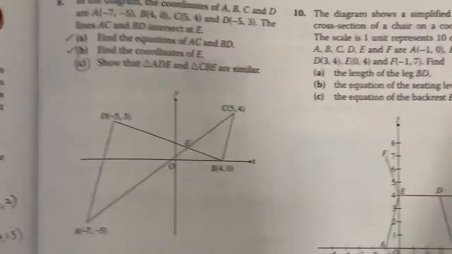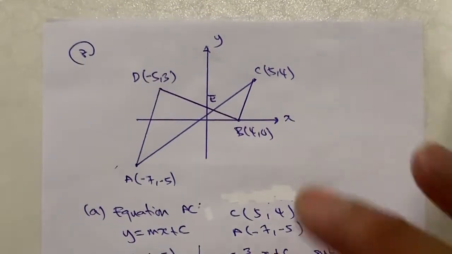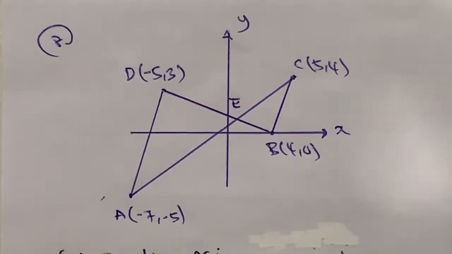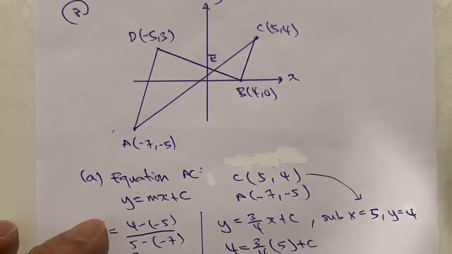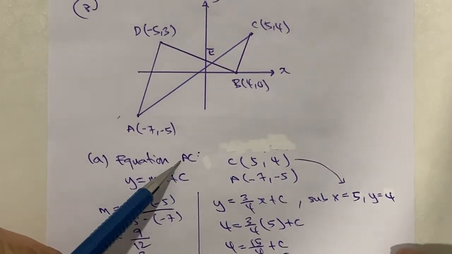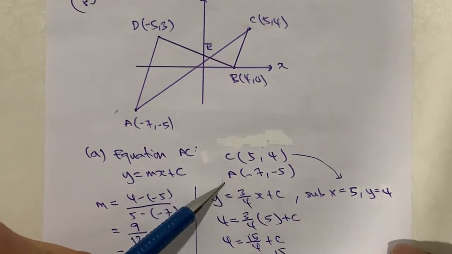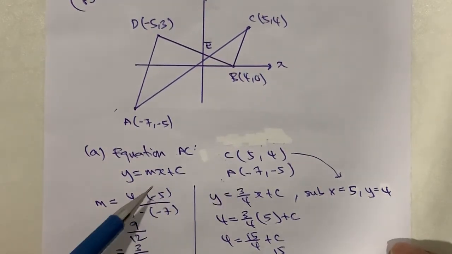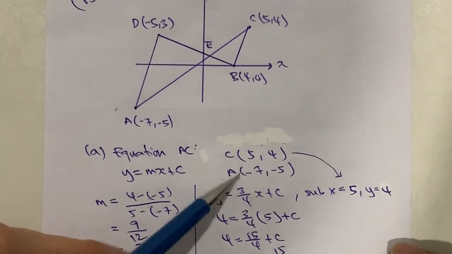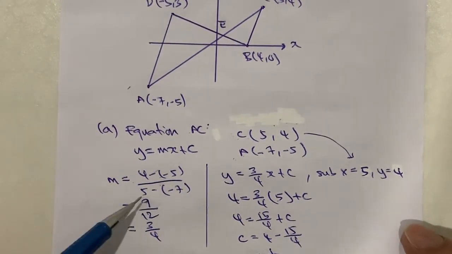So here I copy down the diagram again with all the coordinates given. To find the equation of AC, we have A and C as coordinates, so it's good that you write down the coordinates of A and C here so that you can find the gradient easily. The gradient will be just the formula y2 minus y1 over x2 minus x1.